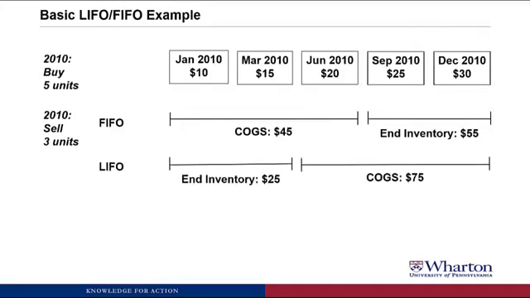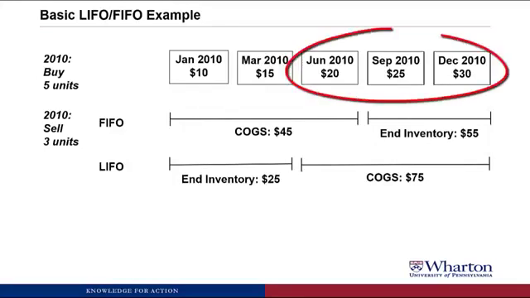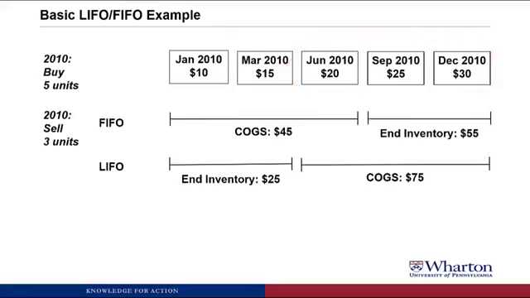Now if we sell those same 3 units but use the LIFO method, to calculate COGS we need to start with the most recent cost and work backwards. So we would take 30 plus 25 plus 20 to end up with cost of goods sold of 75, and then the 2 oldest costs, the 10 and the 15, would be what is left in ending inventory, or 25. So as you can see, there's a $30 difference in both cost of goods sold and inventory between the FIFO method and the LIFO method.